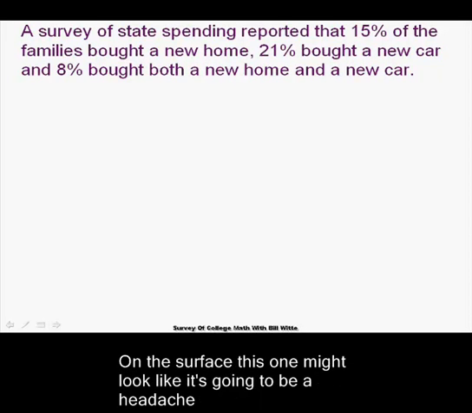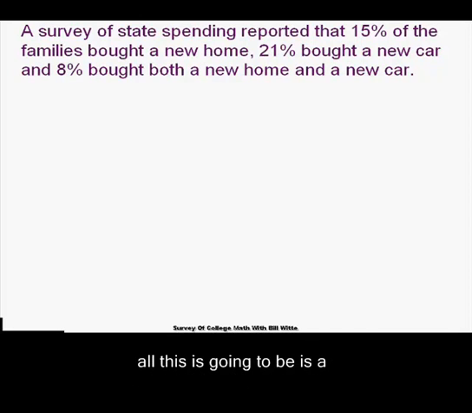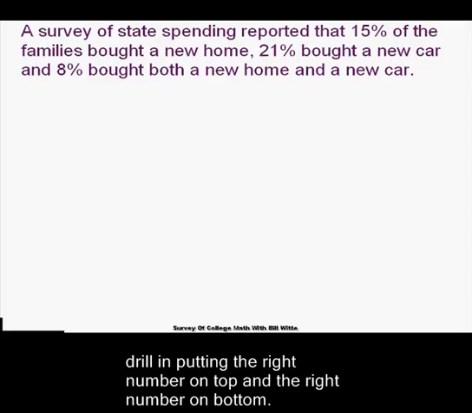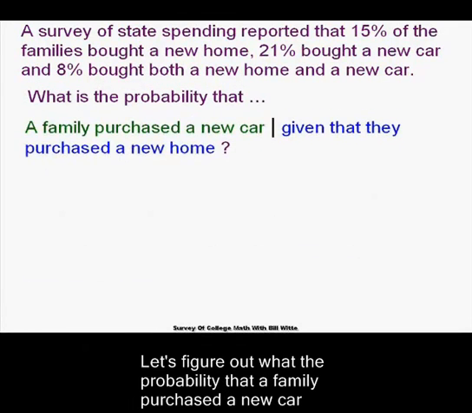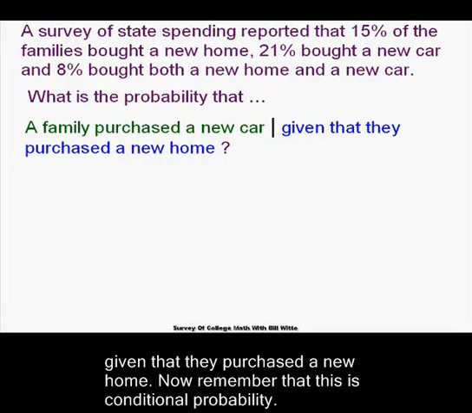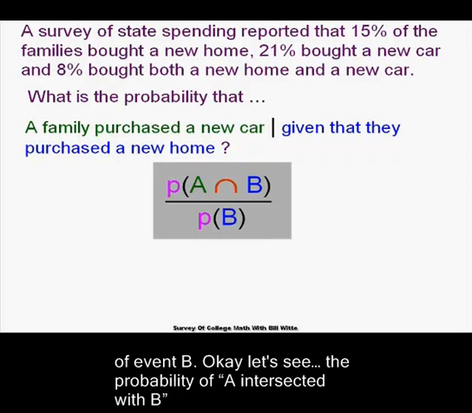Now on the surface, this one might look like it's going to give you a headache, but I'm thinking since they gave us the probabilities of everything, all this is going to be a drill in is putting the right thing on top in these probabilities, okay? Let's figure out what the probability is that a family purchased a new car given that they purchased a new home. Okay, remember, this is conditional probability. We'll go through it. It's going to be the probability of both things happening at the same time over the probability of B.